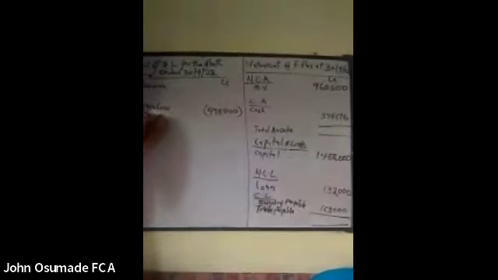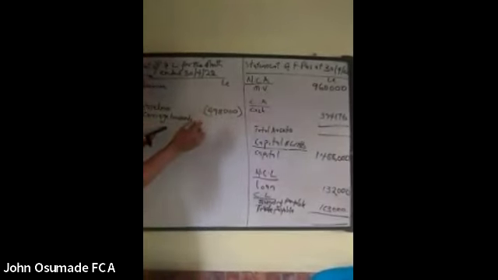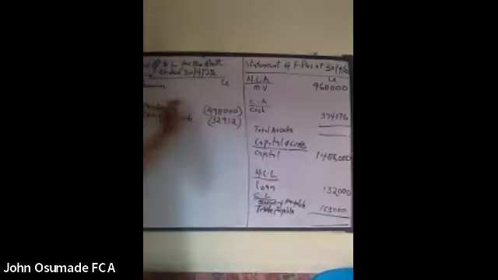Carriage inward. How much? 32,912 naira. 912 naira will be added to purchases. So it will also be in the jacket. The next on your trial balance.